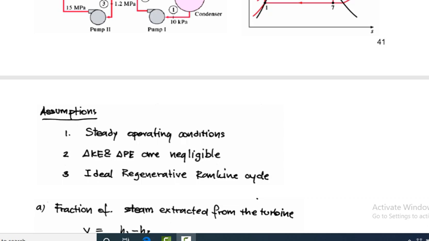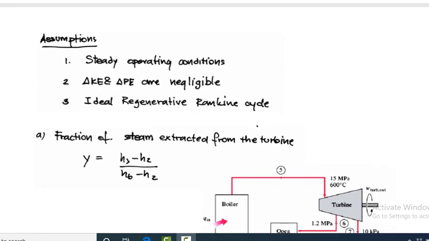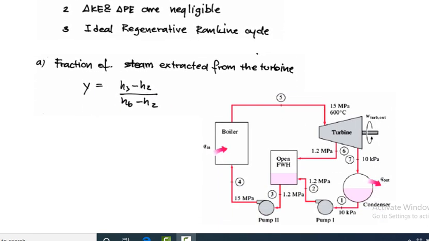Delta KE and delta PE are negligible, that is, the changes in kinetic energy and potential energy are negligible, and you have to consider a regenerative Rankine cycle in this case. So first of all, you have to find out the fraction of steam extracted from the turbine. So how to find it out?